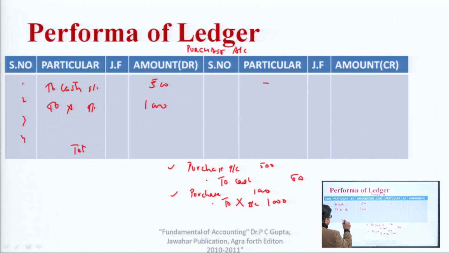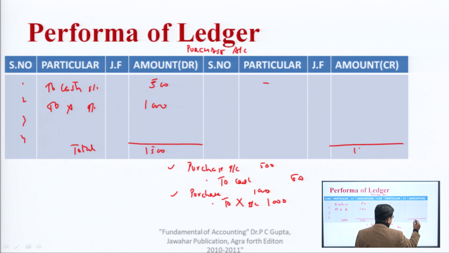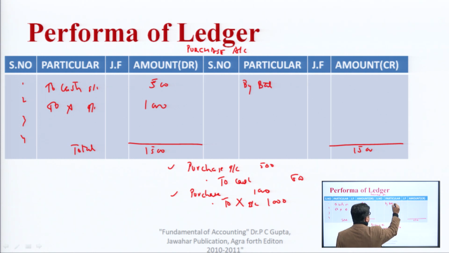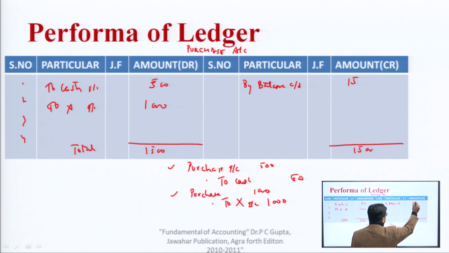Do the total, here it is 1500. Always remember that both sides must be the same, so also write 1500 here. Write down by balance c/d, credit down. What is the balance here? 1500, at the end of the month.